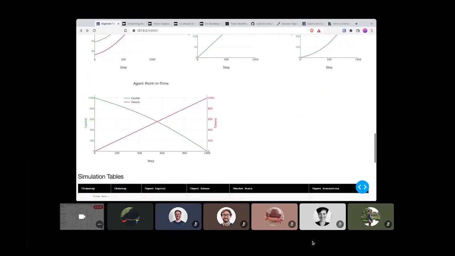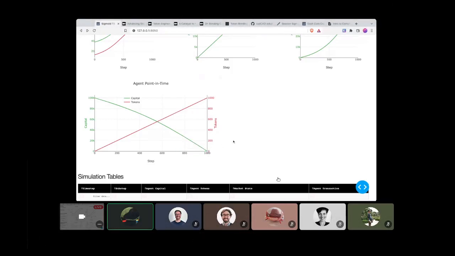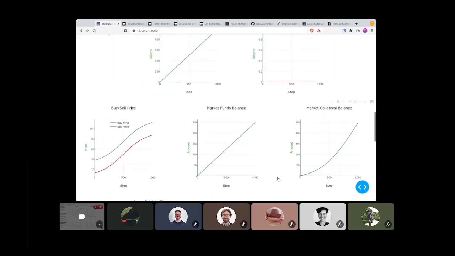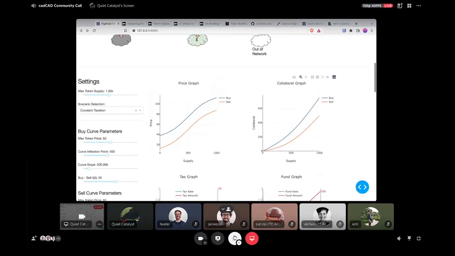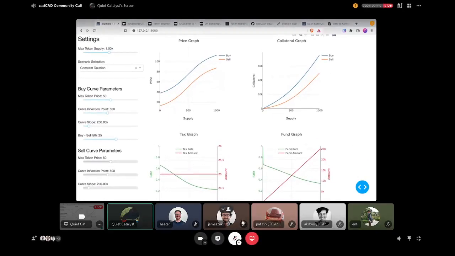And then we can see how that relates to the agent in terms of the amount of capital that the agent has on hand, as well as the number of tokens that the agent has purchased over time. And you see the agent ends up with 1,000 tokens at the end of this, and their collateral is close to, but not quite zero at this point, their capital. So that's a walkthrough of the sort of whole layout of the application.